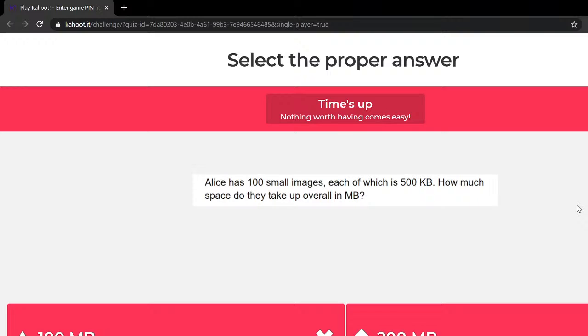Wait, kilobytes to megabytes. I'm sorry. I'm clearly in great shape today. We're not going to worry about it.